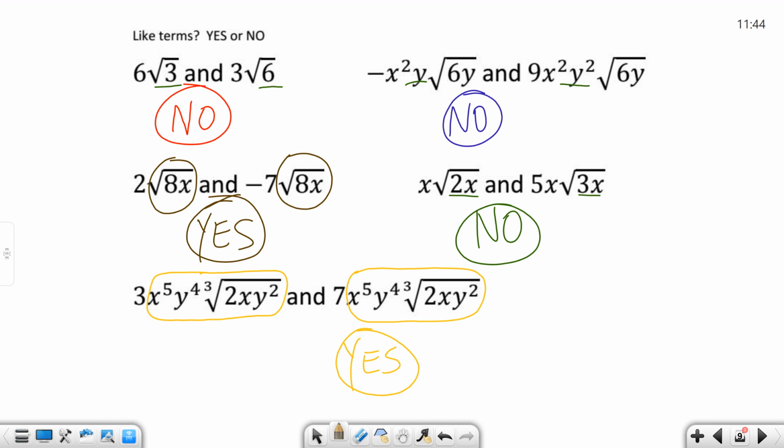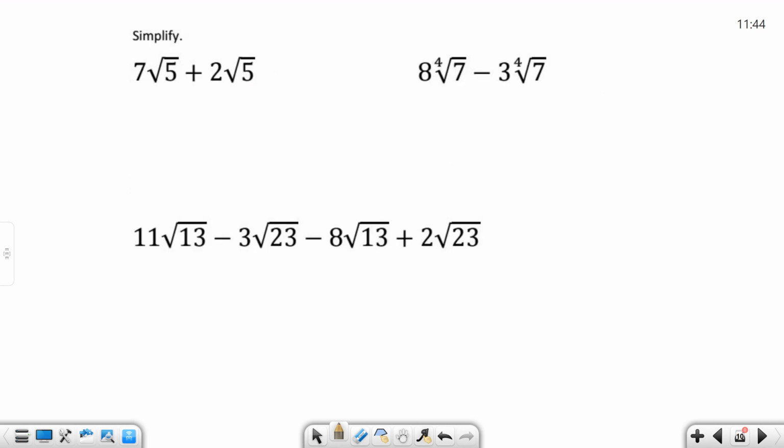So now that we know what like terms are and how to identify like terms, now we need to move on to adding and subtracting these, all right? So 7 square roots of 5 plus 2 square roots of 5. Are these like terms? Yes. So we need to add these together. So 7 square root of 5 plus 2 square root of 5 is 7 plus 2 is 9.